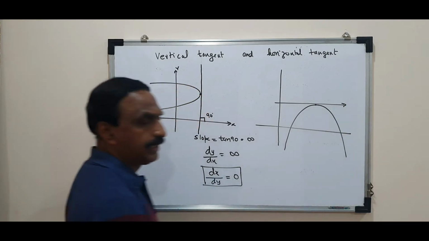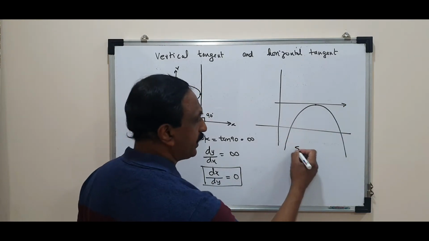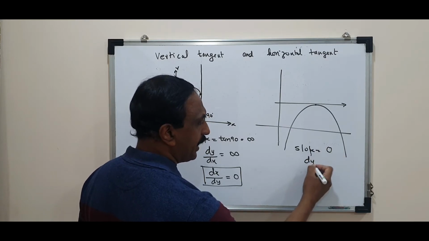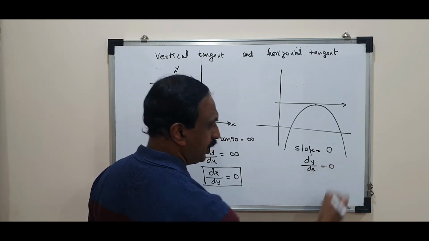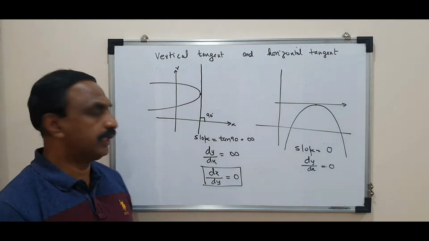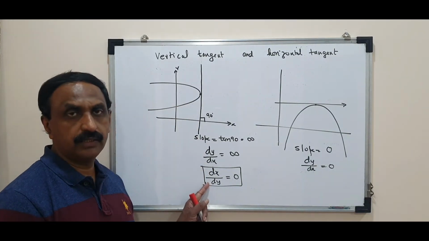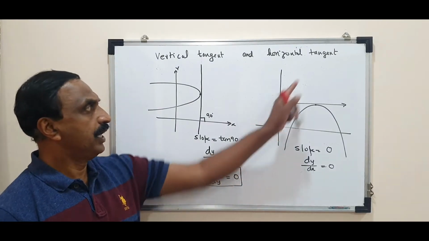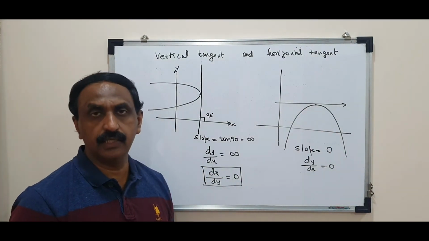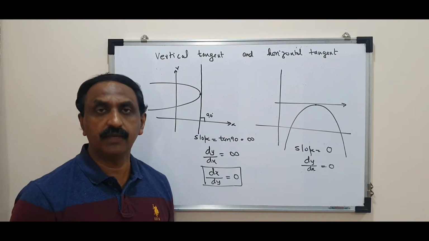And for a horizontal tangent, the slope of the tangent would be 0. Therefore, dy by dx will be 0. So if I want to find out where the vertical tangent occurs, I need to equate dx by dy to 0. And if I want to find where the horizontal tangent occurs in a curve, I need to equate dy by dx to 0.